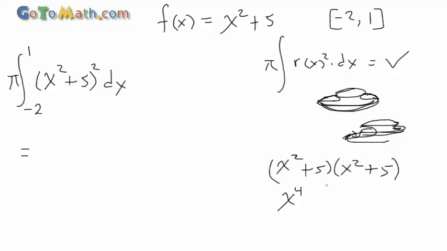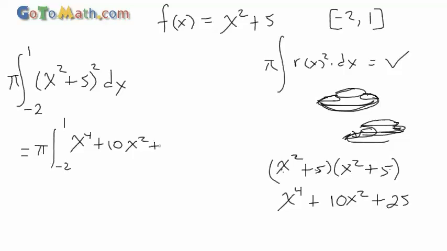So this is x to the fourth. x squared times x squared is x to the fourth, plus, and then you have, let's see, 5x squared and 5x squared, so that's going to be two of those. So that's going to be 10x squared, right? And then 5 times 5 is 25. Okay, so we'll do that. So we have x to the fourth plus 10x squared plus 25 dx.